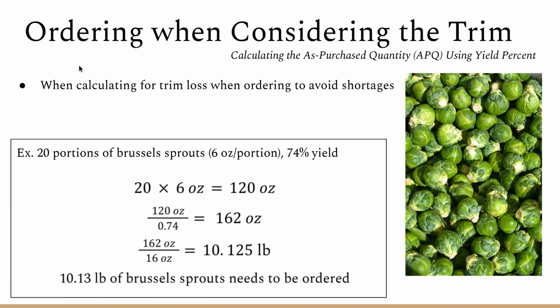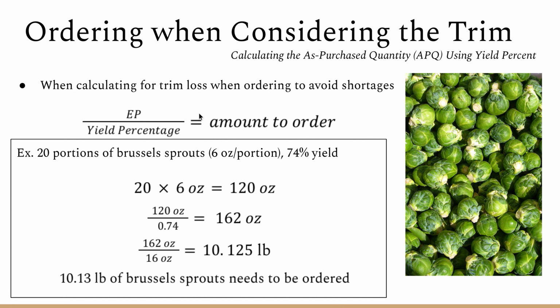So again, ordering when considering trims. It's kind of like what we were just talking about. What we were just talking about was more concerned with money, and this is more concerned with the amount that you need to order in order to not have a shortage. So the example here is I need 20 portions of Brussels sprouts. Those are served in 6-ounce portions, and Brussels sprouts have a 74% yield.